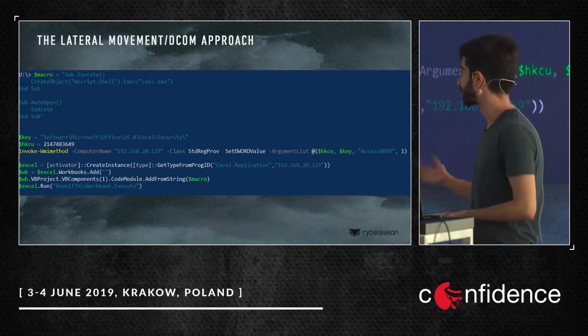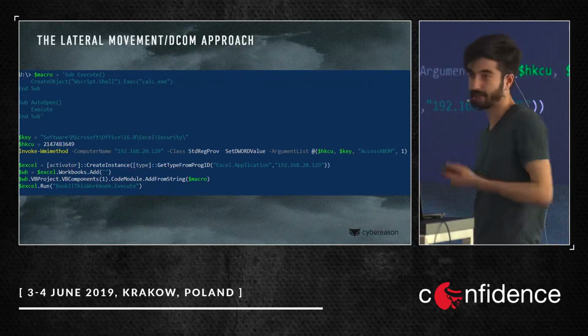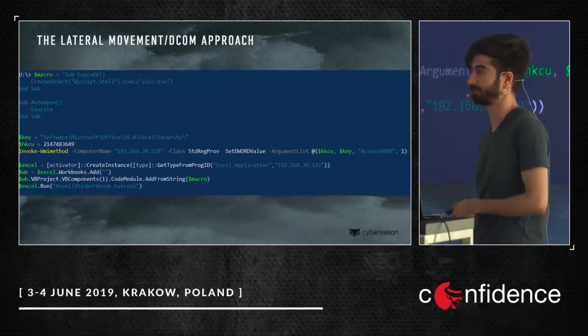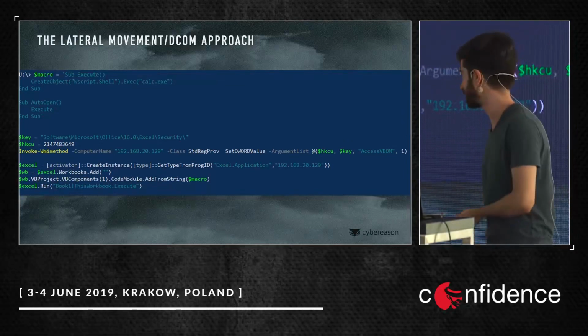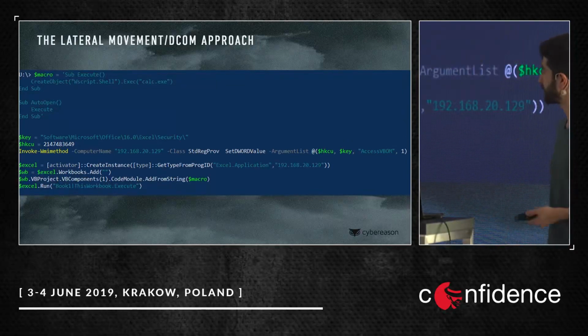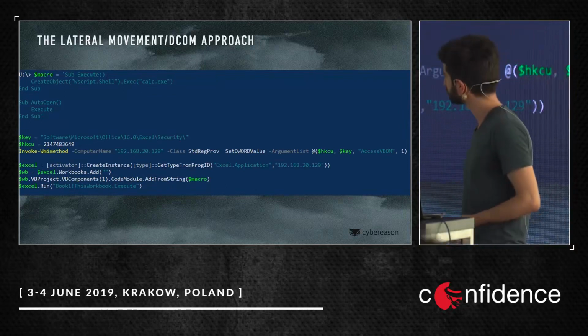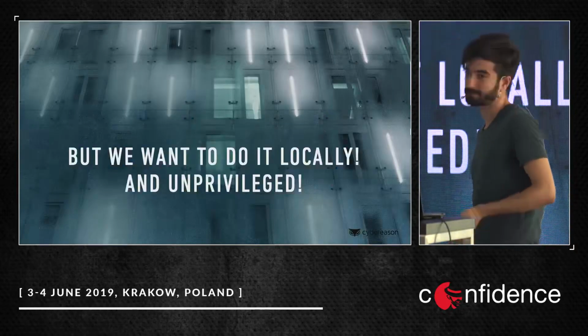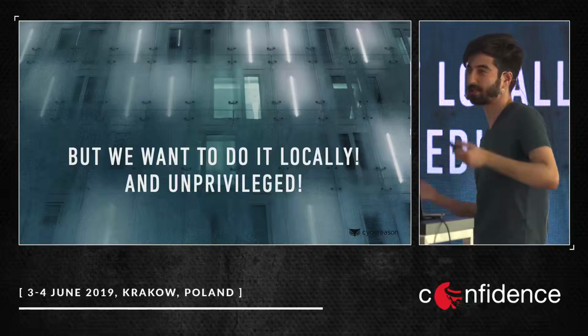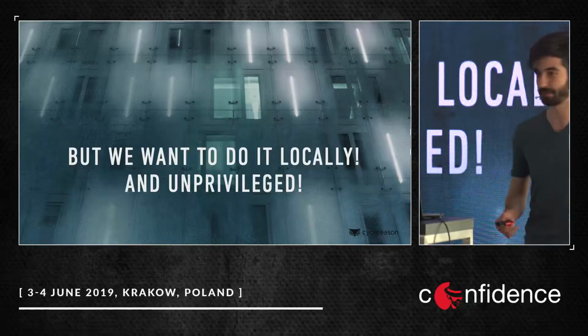And I just add my macro and execute the macro, and that's it. That's all I need to bypass device guard from a remote machine. And my extremely malicious calculator will run. But this was remote, and also it needed admin, which isn't perfect.